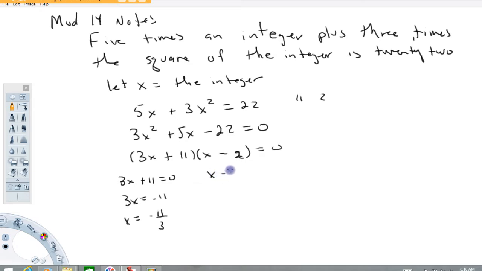All right, x minus 2 could equal 0, and we would solve this by adding 2 to both sides. And that looks like our integer there. And I'm going to check it against our original equation. So 5 times that integer plus 3 times the integer squared. Let's see, this would be 10 plus 4 times 3 is 12, and we get 22.